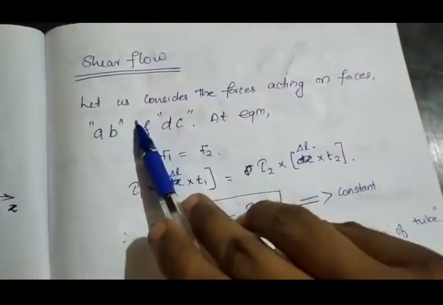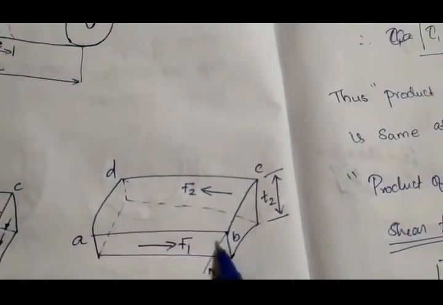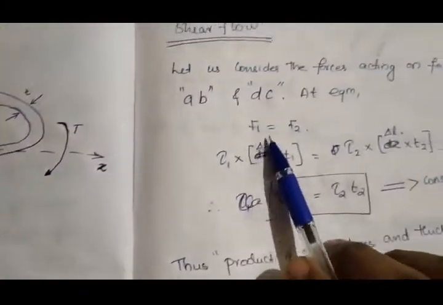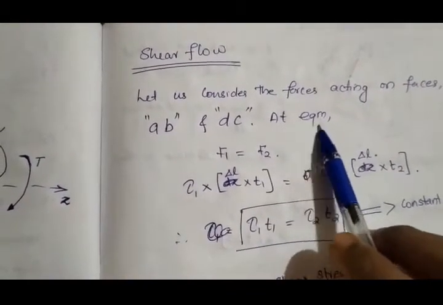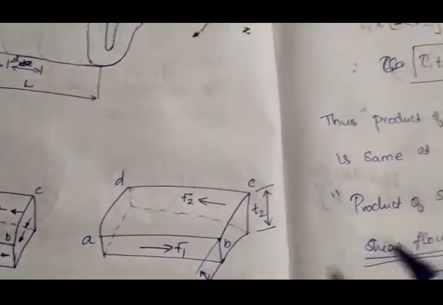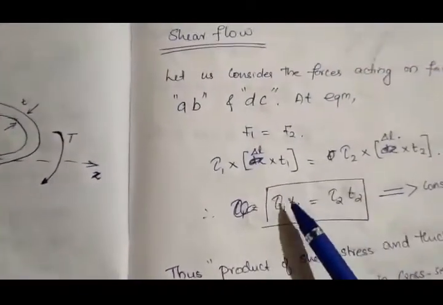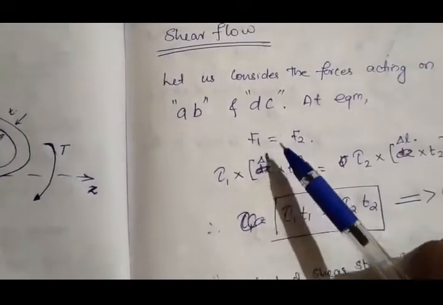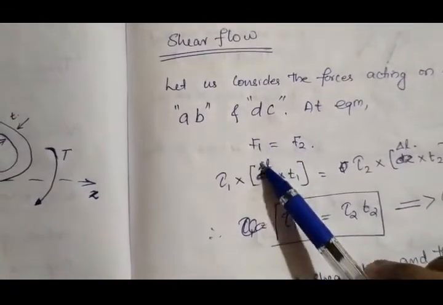So we'll consider forces acting on faces AB and DC. F1 is equal to F2 because the object is in equilibrium. That means this F1 will be equal to F2. The x direction forces will be equal. F1 minus F2 is equal to 0 for equilibrium. Now the force is nothing but shear stress into area.